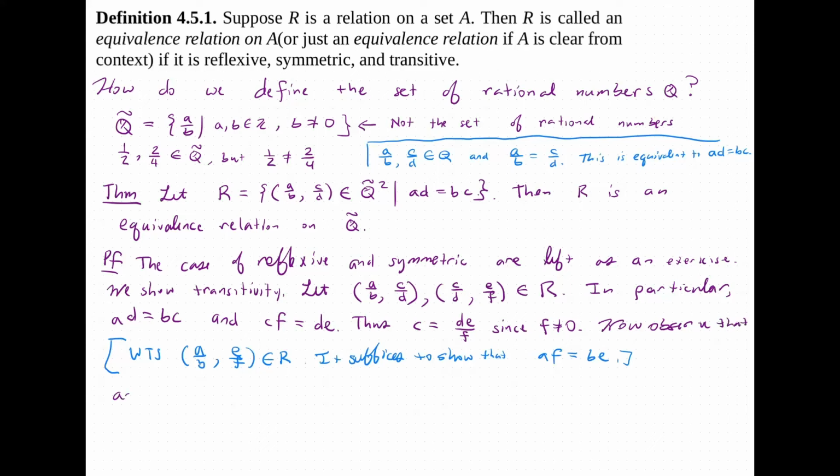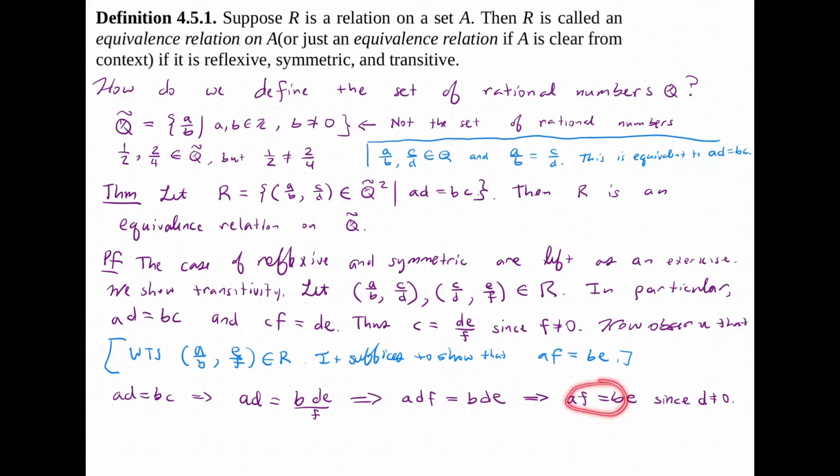Now observe that if we go from AD is equal to BC, since now we have that substitution, we have that this here is AD equals BC, which is now DE over F. And now if we go ahead and cross multiply, we have AD over F. The F comes over to this side, and now this is BDE. And we know that D is also non-zero. So we can go ahead and divide by D. And so we have AF equals BE, since D is non-zero. But that is what we wanted to show.